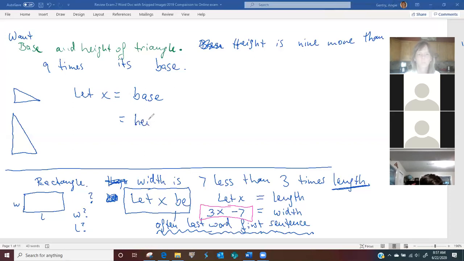Height. Yes. So you say, let x be the base, and then you translate right here, what I did down here in pink: height is 9 more than 9 times the base. 9 more, and I always hang it at the end, because when you have less, you can't say 7 minus 3x. It doesn't work. But when you hang it at the end, it always works. So 9 more than what goes here? 9x. You see it? So then this is x, and this is 9x plus 9.